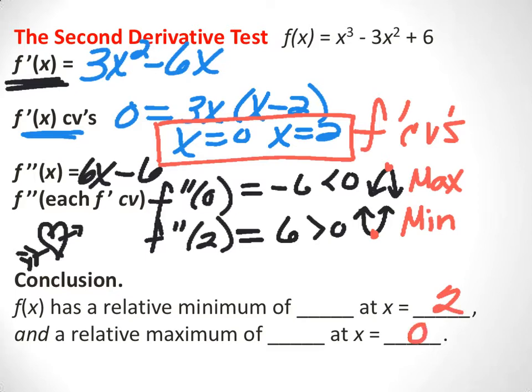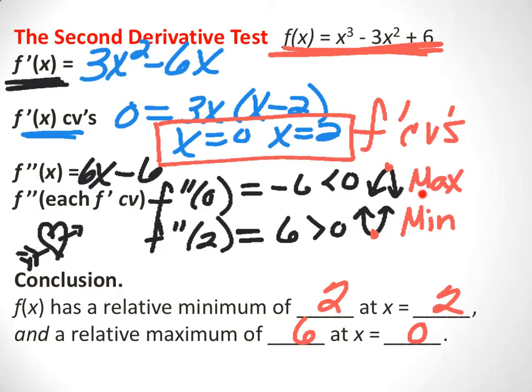Then we have to go find those y values. We're going to substitute back into the original function. And so when we do that, we get a 2 and a 6. So for the second derivative test, here's our function. First derivative CV. Second derivative, test the first derivative CV into the second derivative. Watch your notation. And then name your conclusion.